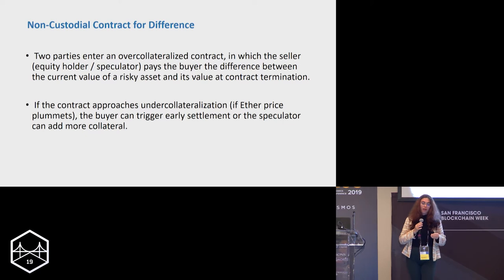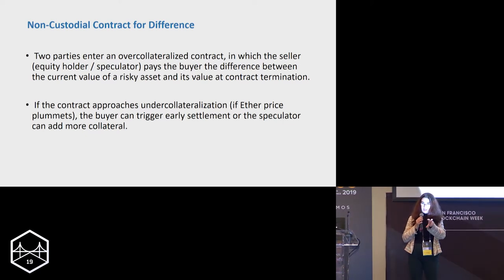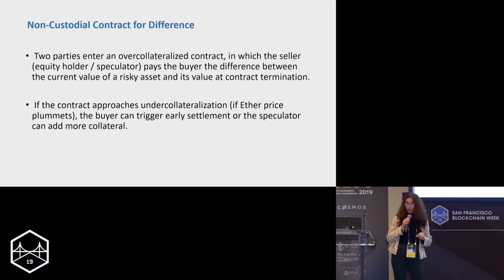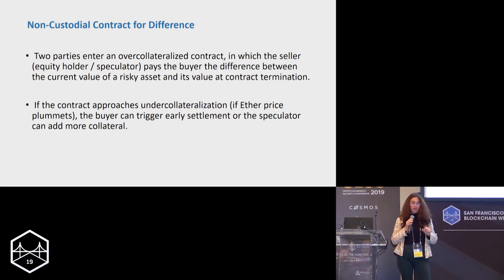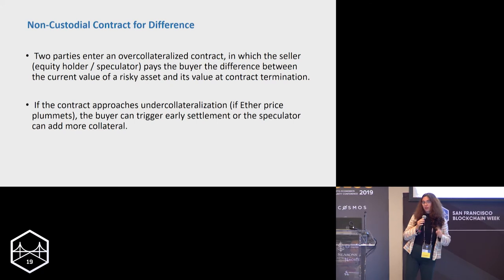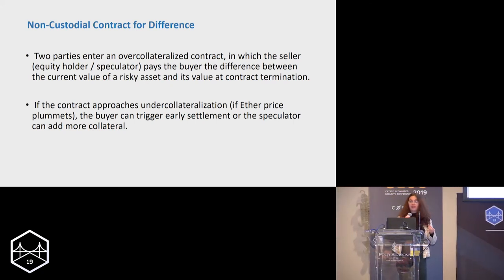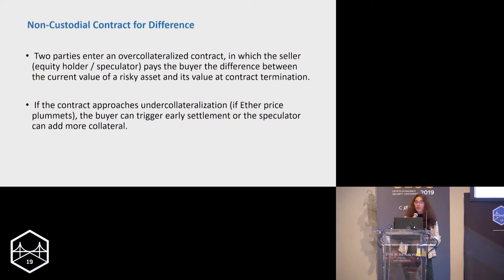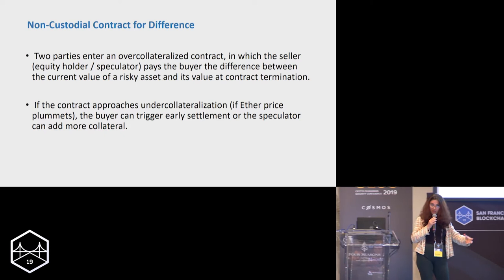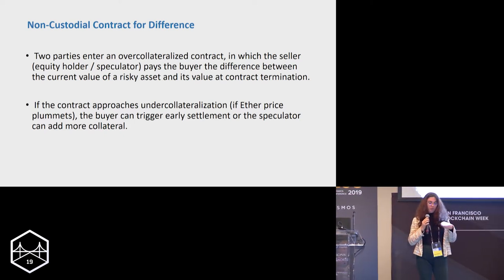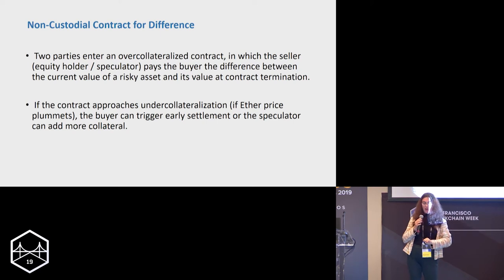So how does it work? In fact, a basic financial contract that is very similar to a stable coin is this non-custodial contract for difference. The way it works is that you have two parties, A and B. They enter an over-collateralized contract in which the seller, you can call it equity holder, or speculator, the initiator of this contract, pays the buyer the difference between the current value of a risky asset and its value at contract termination.